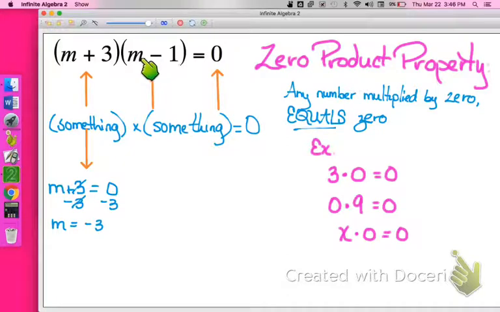Now it could be that this m, or this group, made this out to be equal. So I have to also set this group equal to 0. And once again, solve for m. Okay? So what you're going to notice here, if you take this answer, m equals 1, and put it back up here, 1 minus 1 is 0.